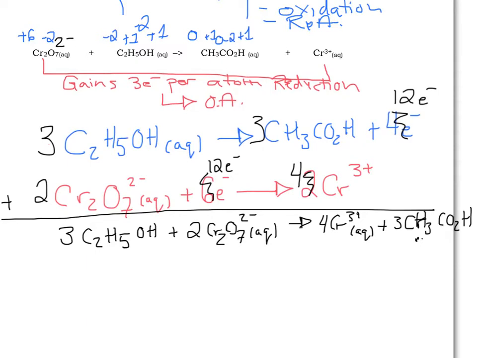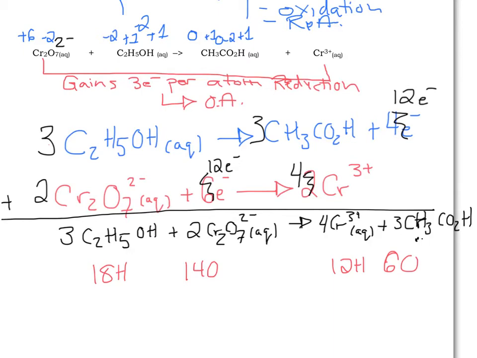balanced. But then when we start looking at the other atoms, we're going to have some issues. So hydrogens and oxygens currently are not balanced. So let's figure out how many hydrogens and oxygens we have on both sides. Okay, so we see that there are 14 oxygens and 18 hydrogens on the reactant side, 12 hydrogens and 6 oxygens on the product side.